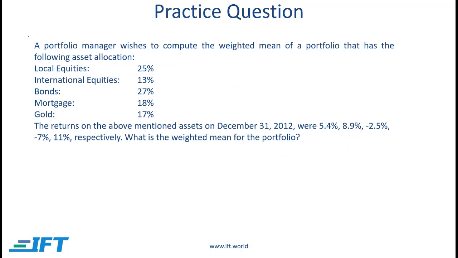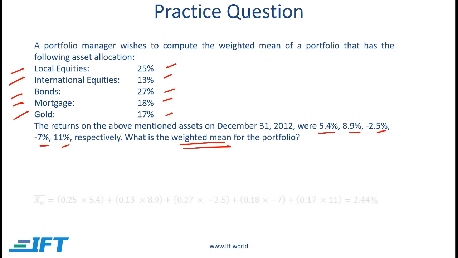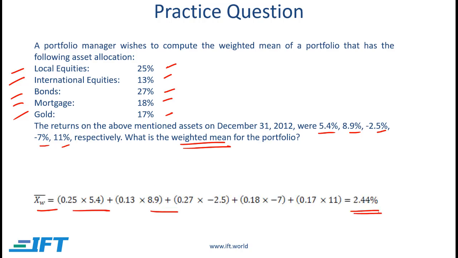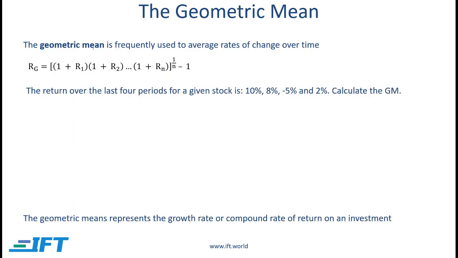Now I want you to do this practice question. We have these different parts of a portfolio, local equities, international equities, and so on. And we are told that the relative allocation is this. We are also given the return numbers. You need to come up with the weighted mean. So hopefully this is what you did. The answer is 2.44%.